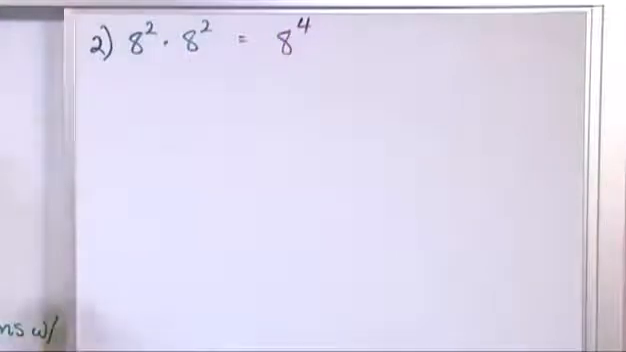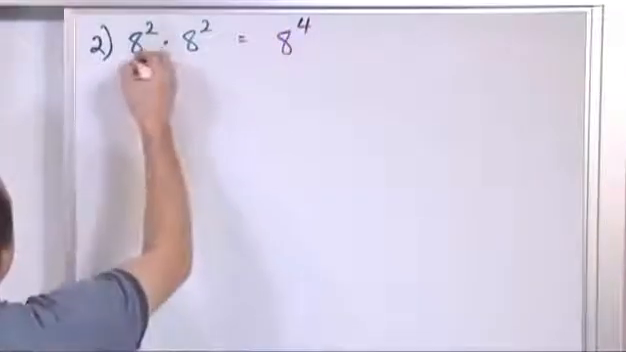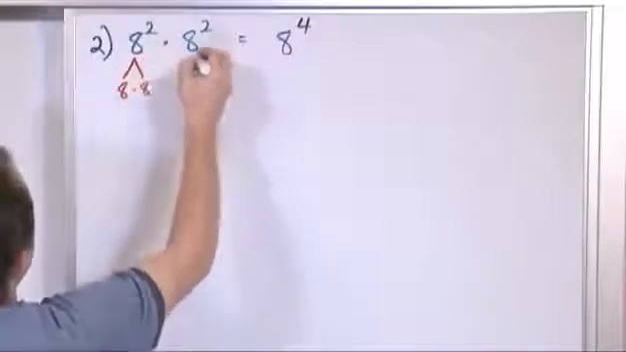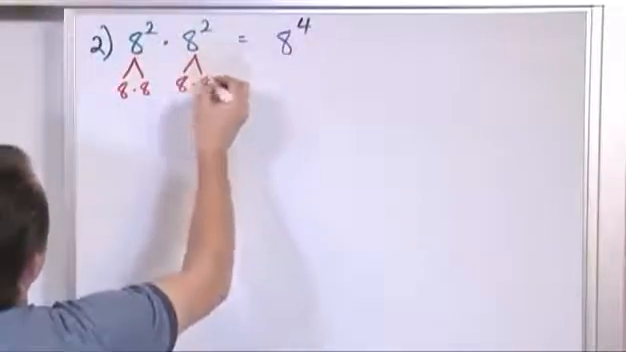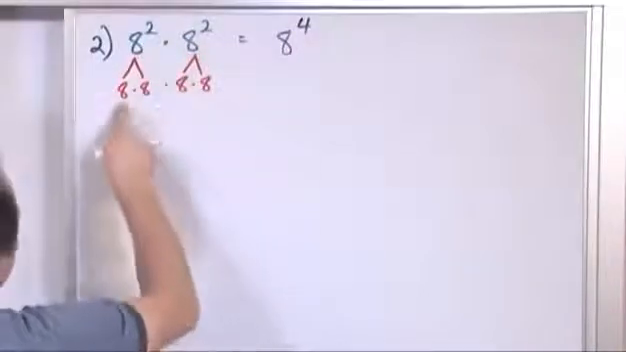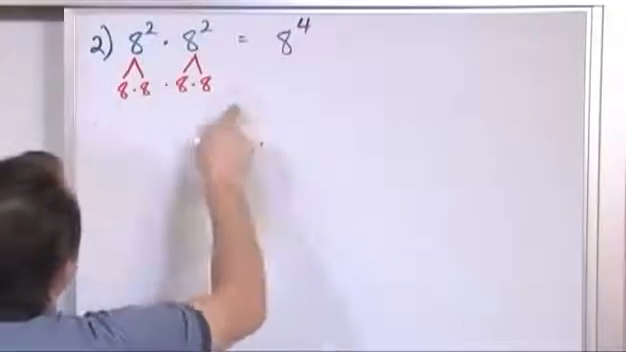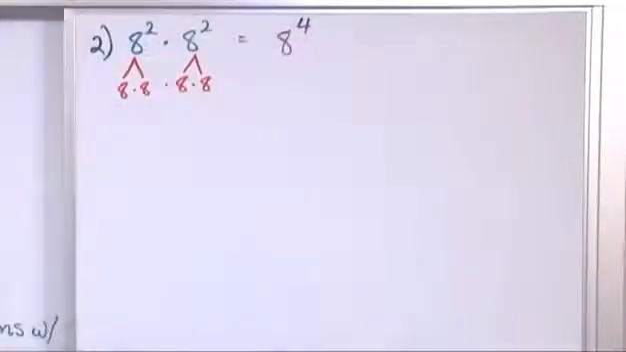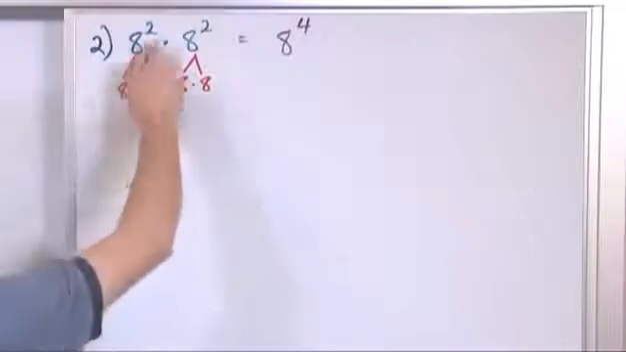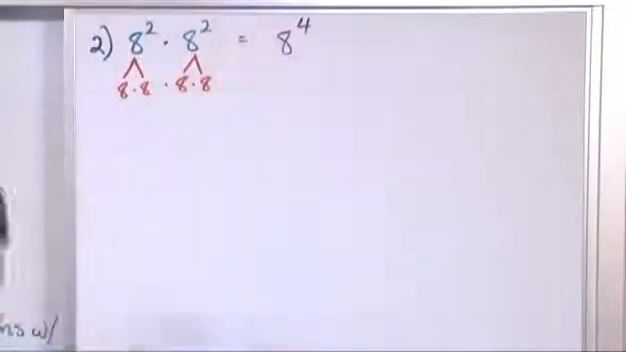And again, the reason why this works is because this can be written as 8 times 8, and this also can be written as 8 times 8, and they're multiplied together. So in the end, I'm just counting 1, 2, 3, 4. They're all multiplied together, so 8 raised to the 4th power. If this was a different base, it would be a totally different problem, and I wouldn't be able to combine them like that.